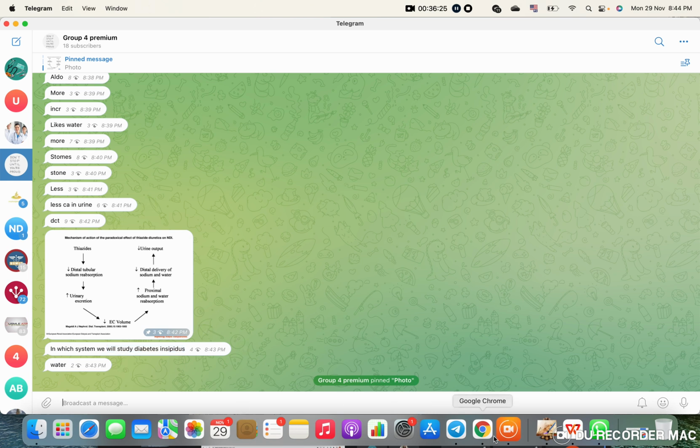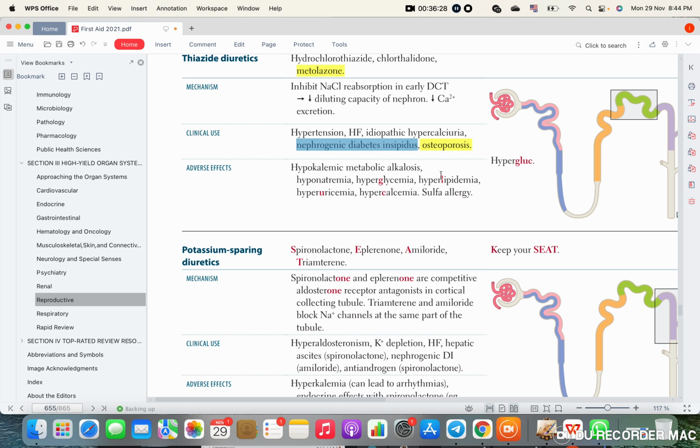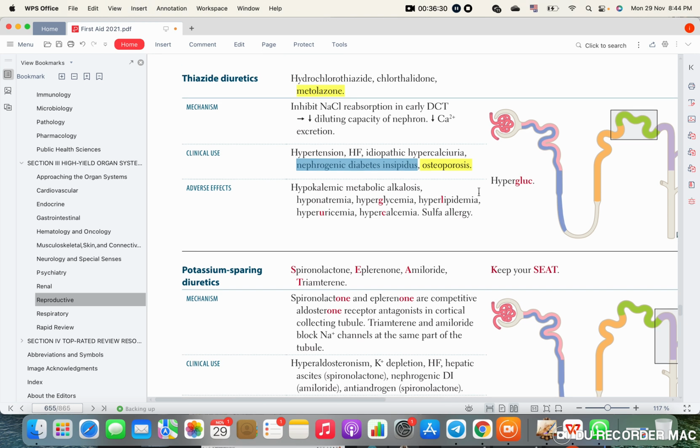Okay. So the next thing is adverse effects. For example, the patients can have hypokalemic metabolic alkalosis. Remember, actually don't remember, all of them have metabolic alkalosis, all of them have hypokalemia except one, the potassium sparing diuretic. Okay? They can also lead to hyponatremia and hypochloremia obviously, but there are 3 things that you must master. Okay? They are hyperglycemia, hyperlipidemia, hyperuricemia, hypercalcemia.